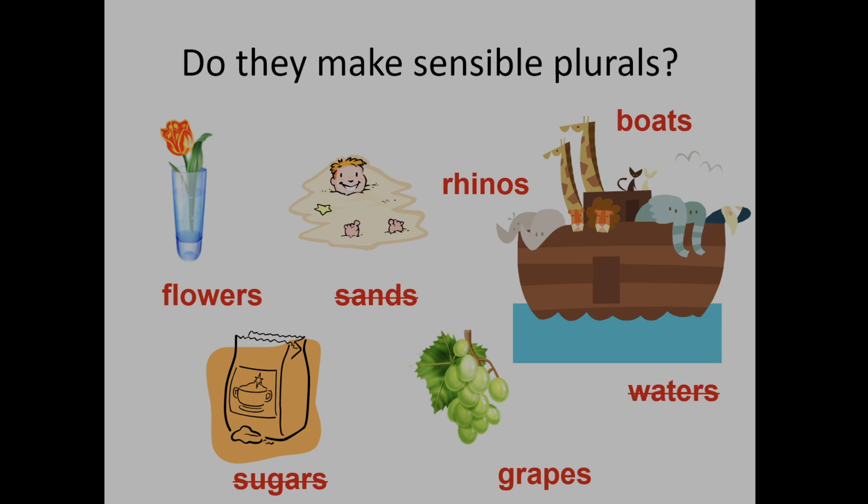Do they mean plurals? Yes. As I said before, we have flowers, plural and singular. Sand, no, it's not correct to add the suffix s. You cannot say sands. Rhinos, correct, is plural. Boats, also plural. We add the letter s. Sugars, it's not correct to say sugars. It's uncountable. We cannot add the letter s to the base form of the word. Then we have grapes. Yes, this is another countable noun. And waters, it's not correct to say waters. We cannot add the suffix s.